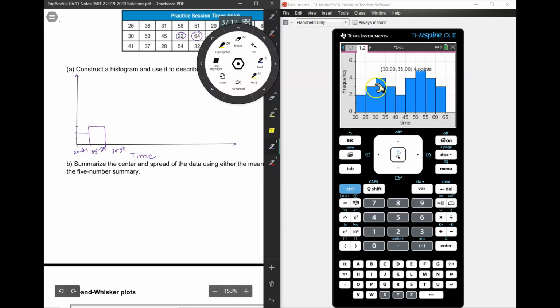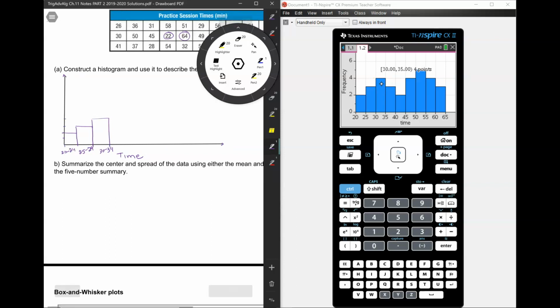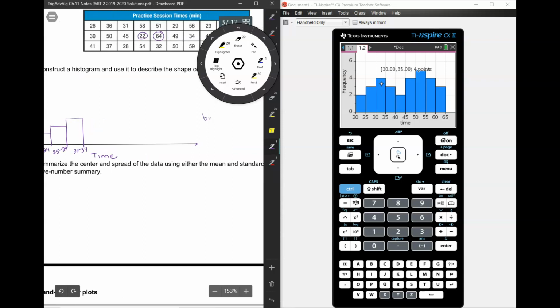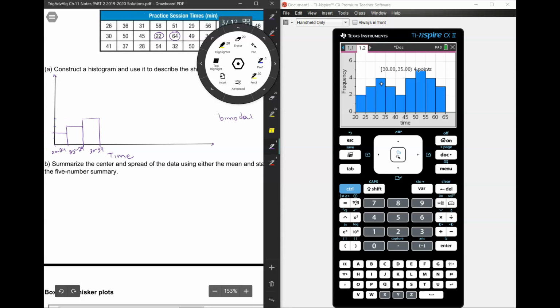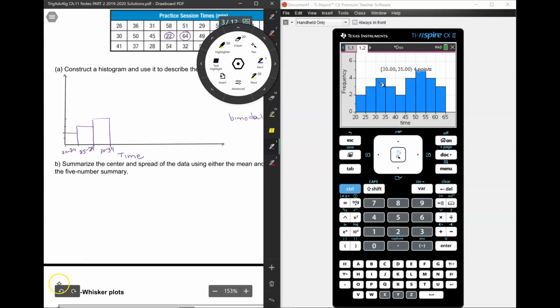Okay, and then if you hover on the next one, there are 4 points, and so on. So you get the idea. I'm not going to waste too much of your time copying this over here. But what you notice is that this is definitely bimodal. All right, and so now let's go to the next question.